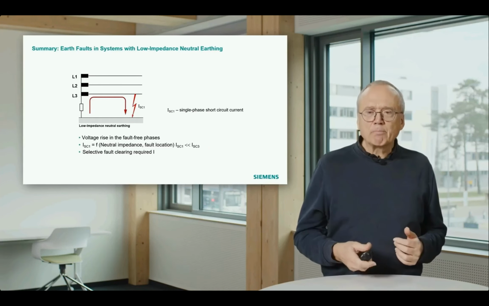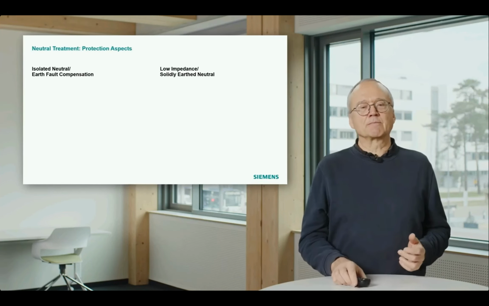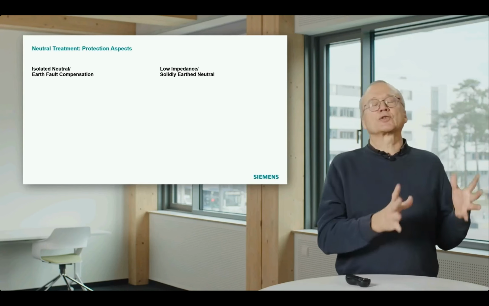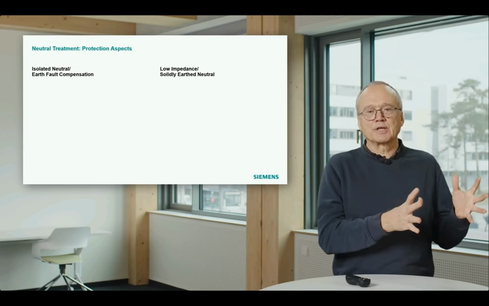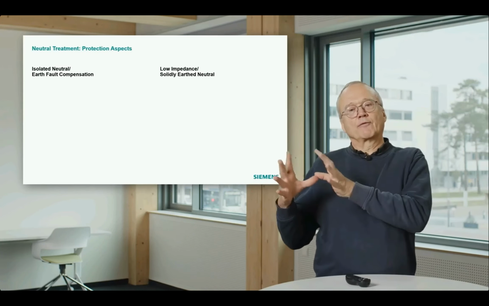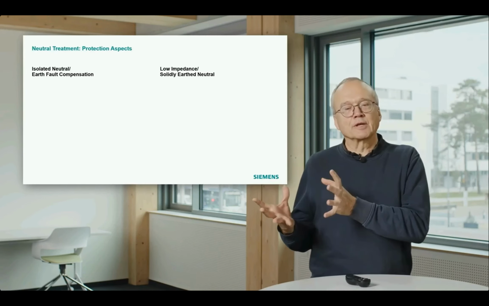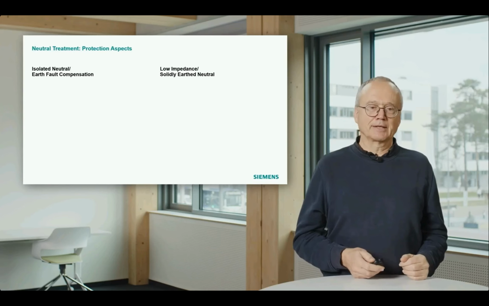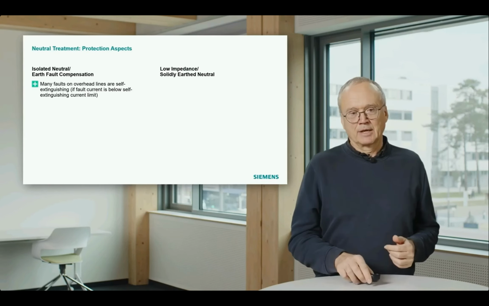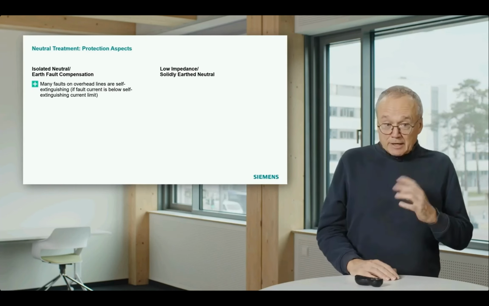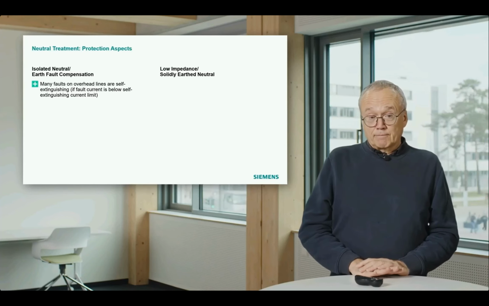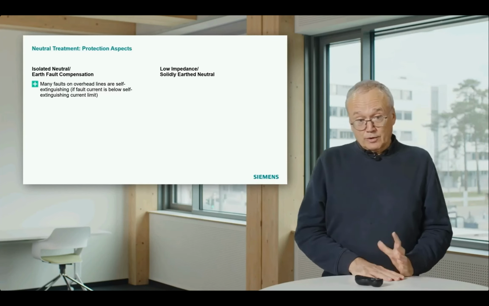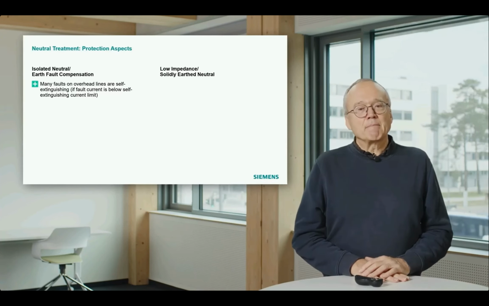So let's now compare these different schemes. So we have on one hand isolated neutral or earth fault compensation. On the other hand, we have low impedance earthing or even solidly earthed. What are advantages and disadvantages of these concepts? The big advantage of isolated or earth fault compensation is that many faults are self-extinguishing.